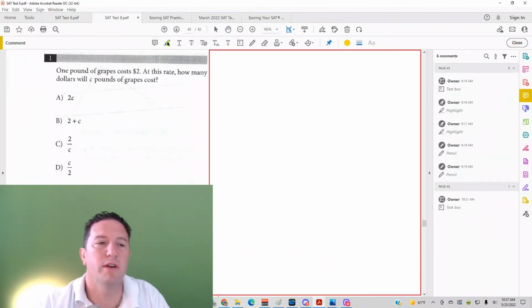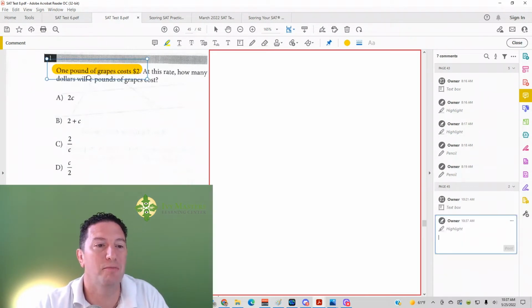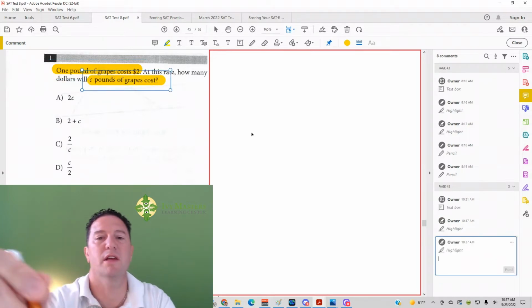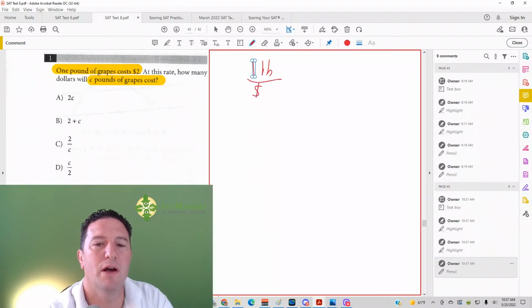Test 8, Section 1, Number 4 reads, 1 pound of grapes costs $2. At this rate, how many dollars will C pounds of grape cost? And so you can set up a proportion. I like to set it up as 1 LB for pounds is $2. And at this rate, how many dollars?